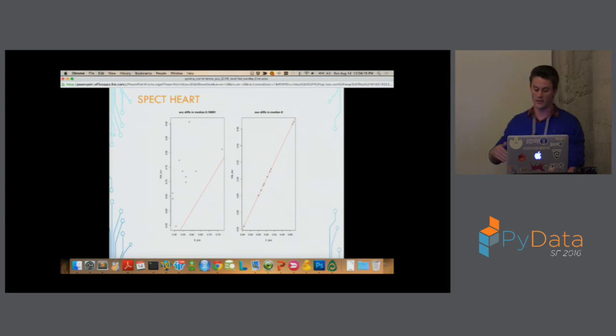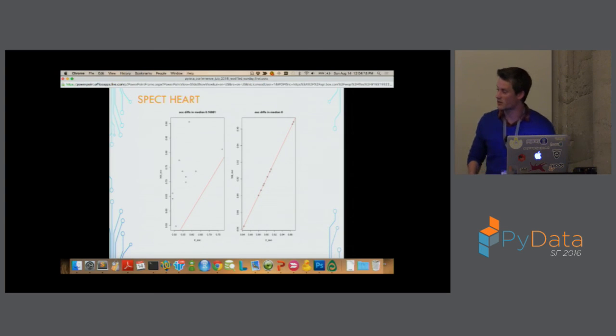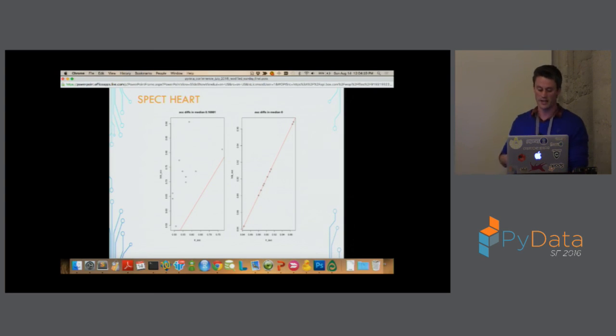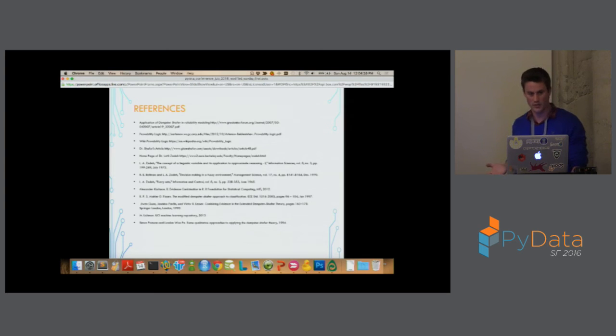They're actually all above that diagonal line. Anything above the line is in favor of our algorithm, and anything below the line is not. And for the AUC, it was actually exactly the same. And here are our references. I'm not sure how I'm doing on time, but that's basically all we had for you today.